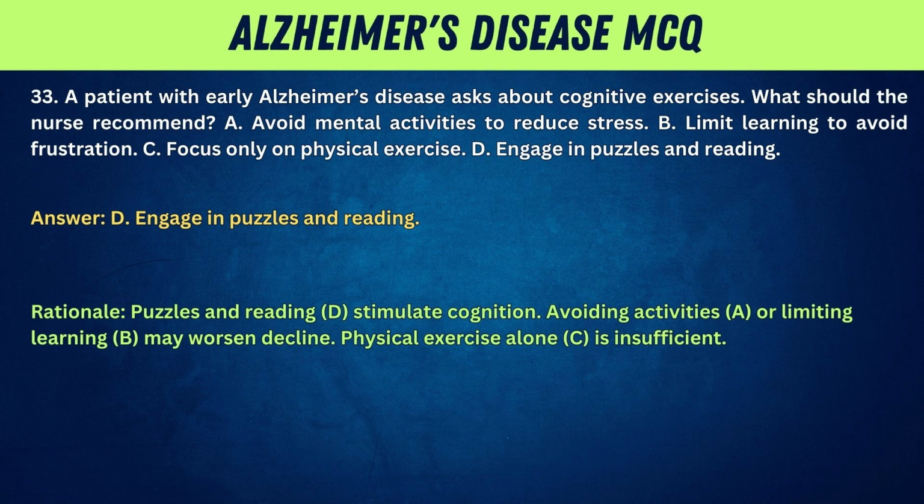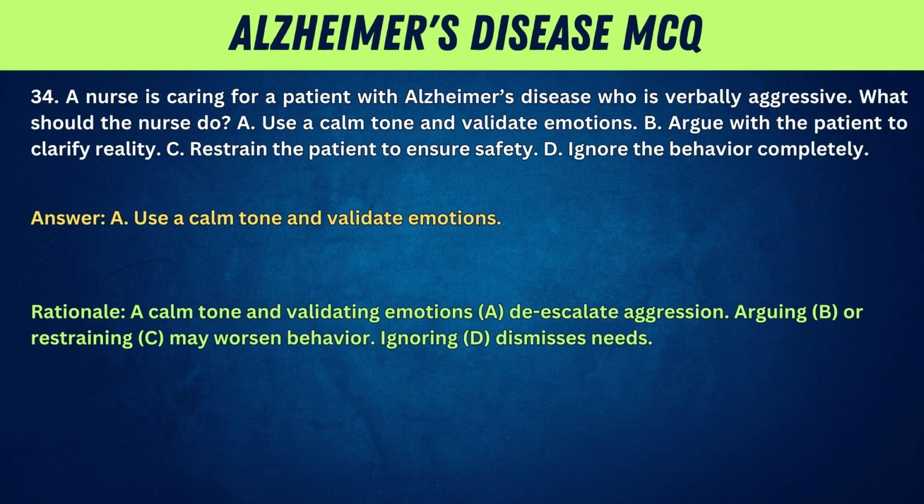Rationale: puzzles and reading, D, stimulate cognition. Avoiding activities, A, or limiting learning, B, may worsen decline. Physical exercise alone, C, is insufficient. 34. A nurse is caring for a patient with Alzheimer's disease who is verbally aggressive. What should the nurse do?